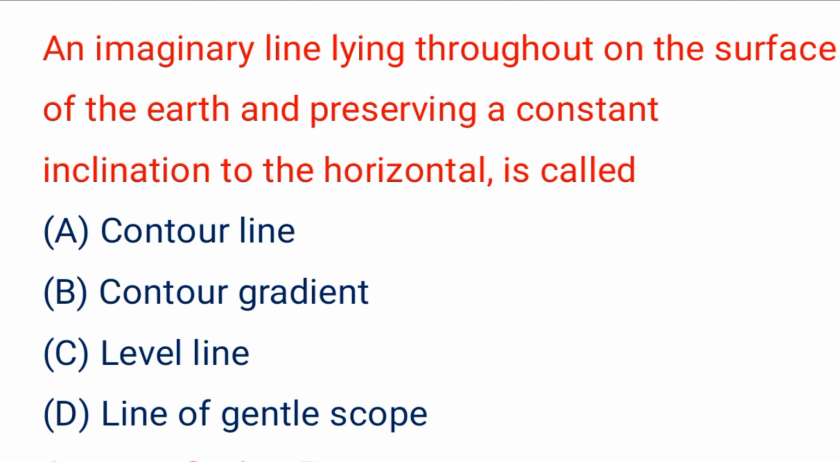Next question, an imaginary line lying throughout on the surface of the earth and preserving a constant inclination to the horizontal is called option A contour line, option B contour gradient, option C level line, option D line of general scope. So the correct answer is option B contour gradient.